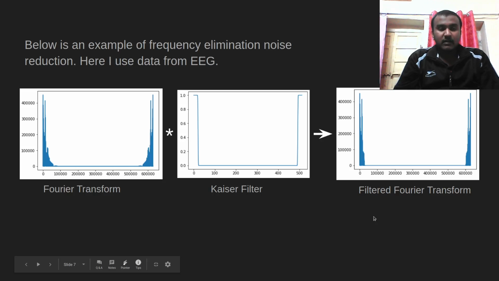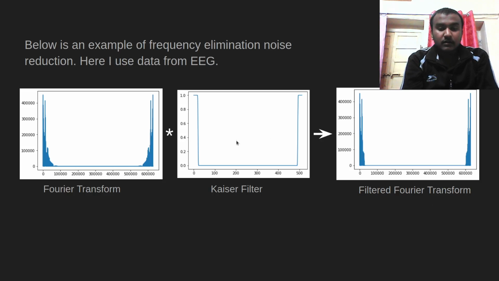The second part of this type of data preprocessing is frequency elimination noise reduction. Whenever we know that we only want a particular range of frequencies to be used in our further use, we normally take a filter like this. Here I take a Kaiser filter. It looks like this. We take a Fourier transform of our signal and multiply it by the Kaiser filter. It creates a filtered Fourier transform.